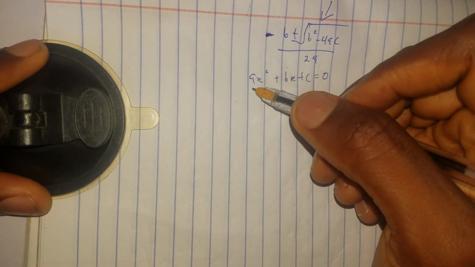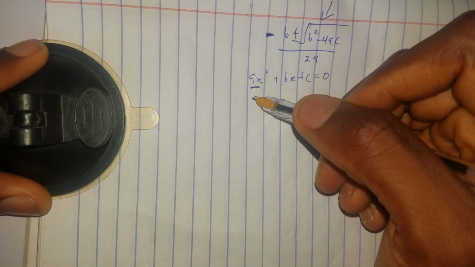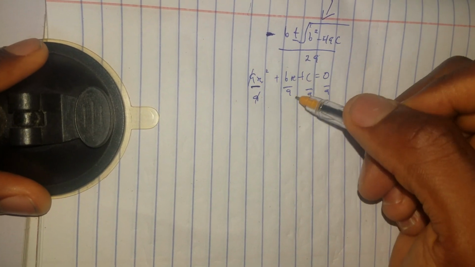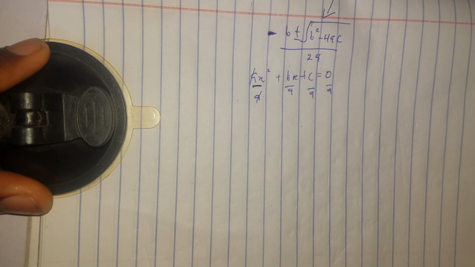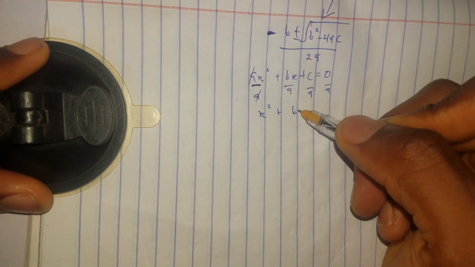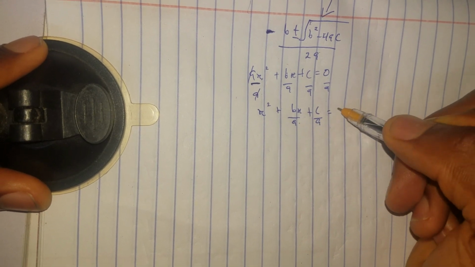Okay, so the first step is that you have to remove the coefficient of this x squared by dividing all sides by a. Okay, that will cancel. We all know b cannot cancel a, and c can also cancel a. That will be x squared plus bx over a plus c over a is equal to 0.